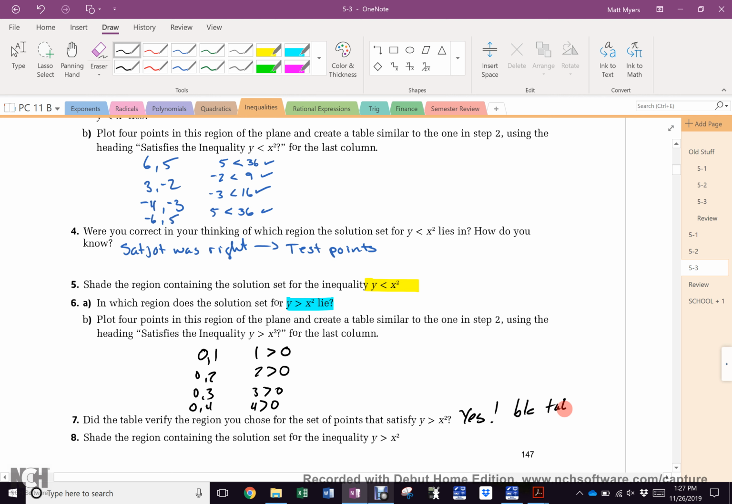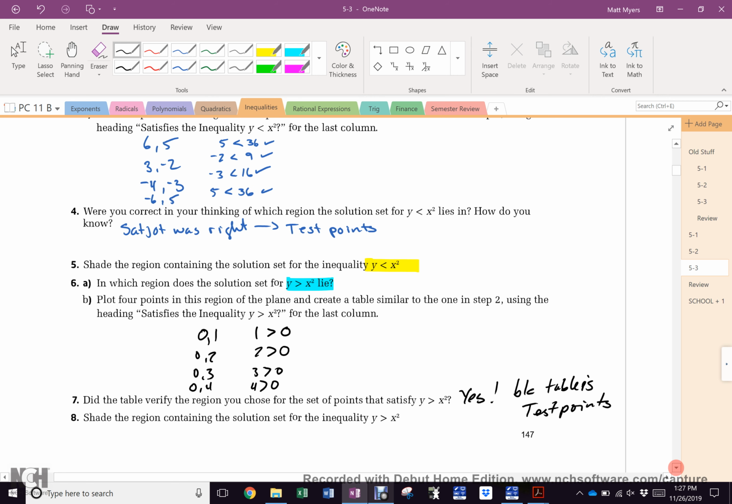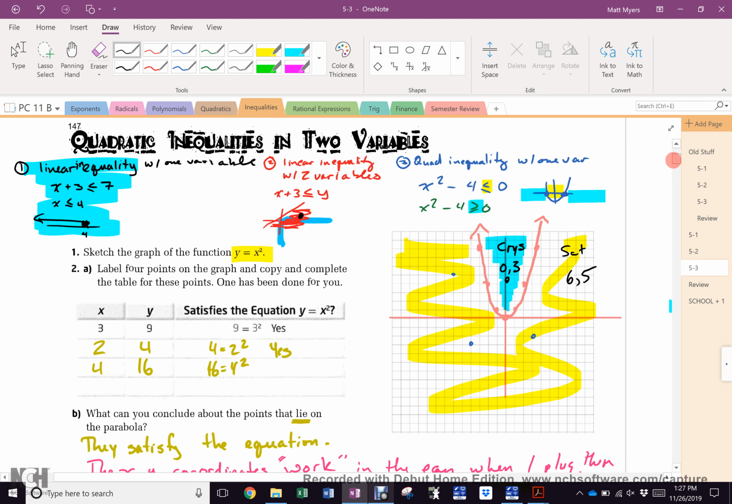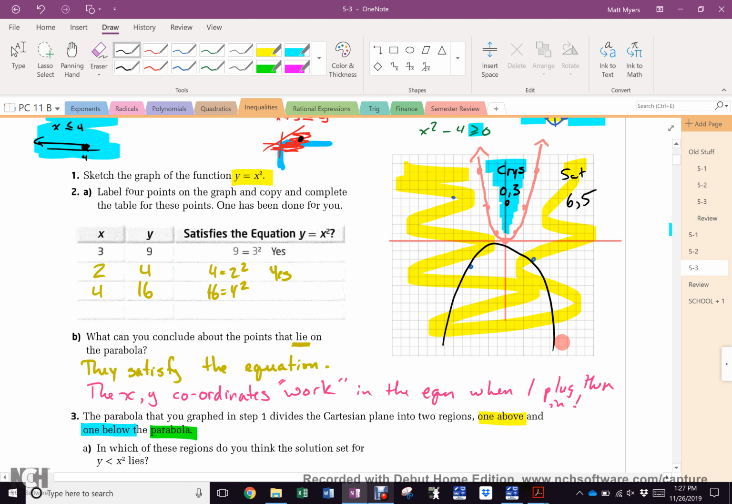Because what's our table made of? Because the table is test points. Everybody okay? And we've already shaded in the region. So, most of you are already wanting to say above equals inside the parabola and below equals outside the parabola. But that's dangerous because what happened when we turned it over? It's the opposite. Below was inside and above was outside. So be very careful with your above or your inside and outside situation. All right?